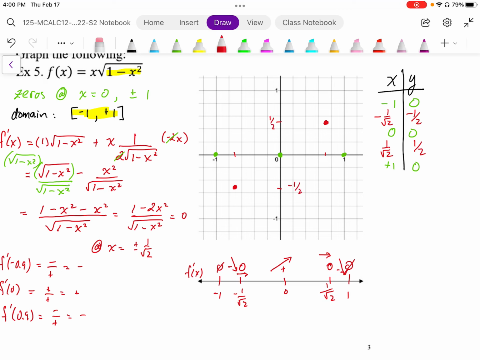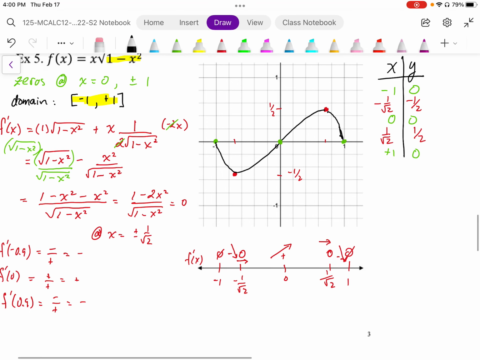Okay, so I have a pretty good idea what this graph looks like now. Based on my slope chart, I can sketch it in. It's going to go to my min point, through the 0, up to the max point, and back down to the end point. Okay, so there is my slope chart. That's what my graph looks like.